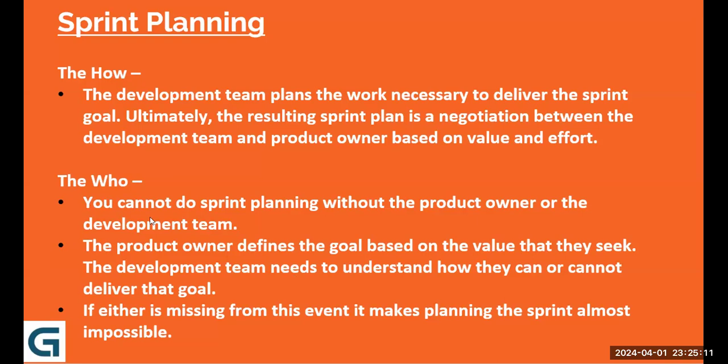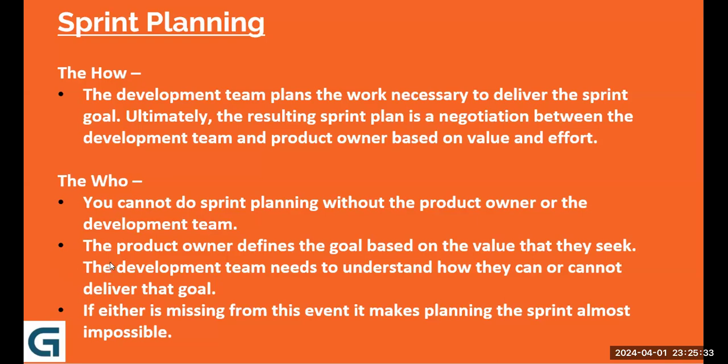I want someone to read the who part, the first bullet point for me. The who. You cannot do sprint planning without the product owner or the development team. Yeah. So sprint planning will be in the presence of the product owner. Why the development team? Because these are the people who will be executing the task. That's the reason the development team will be there.